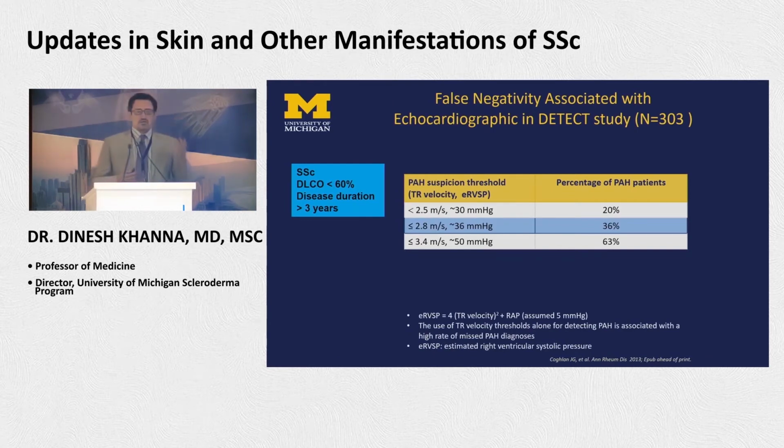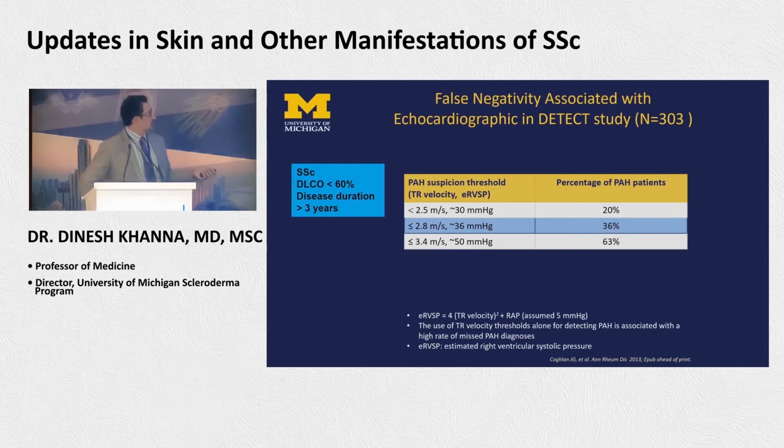Now, we heard about echocardiogram. How many of us do echocardiogram every year? And what do we do with that echocardiogram? We are biased because if echo pressures are abnormal, we send them for a right heart cath, right? Now, here's the data where we took patients with scleroderma and a low diffusion capacity and a disease duration of greater than 3 years. So they are at risk because they have diffusion capacity of less than 60%. If their TR jet or estimated pressure was less than or equal to 30 millimeters, I would not have sent them for a right heart cath.